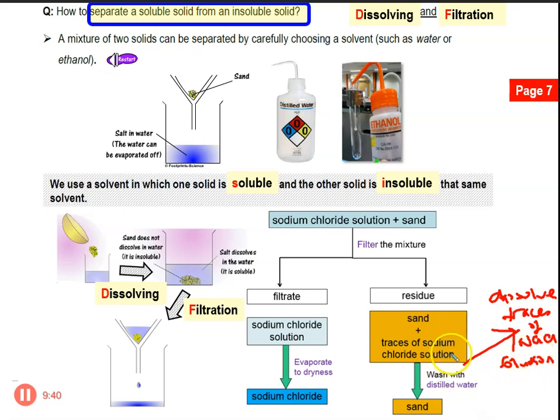Whatever sodium chloride may be stuck inside the residue here, because there are spaces in between the sand particles, you need to get rid of it so that it can come out as a filtrate. You will wash it together with distilled water, because distilled water will dissolve the sodium chloride. So what is really left behind in your filter paper, you may write this, is really your sand, which is your insoluble solid. Okay, all right, so now let's move on.